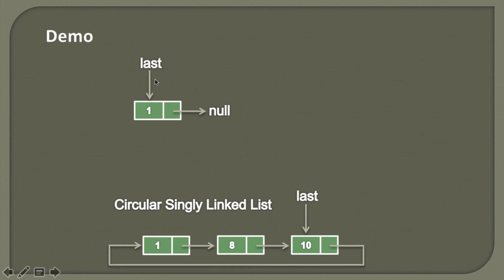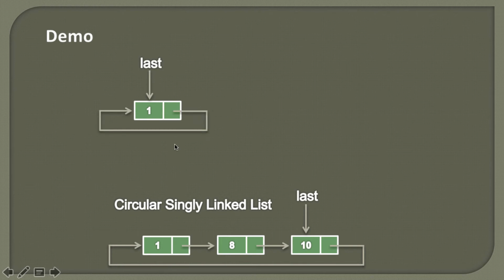So now the last node is pointing to the node having data as 1, and we also know that circular singly linked list has the property that last next points to the first node of a circular singly linked list. But here, if you see, there is only one node. So basically this node is the last node of a circular singly linked list and also the first node. So last next should point to this node only. So it would look something like this.